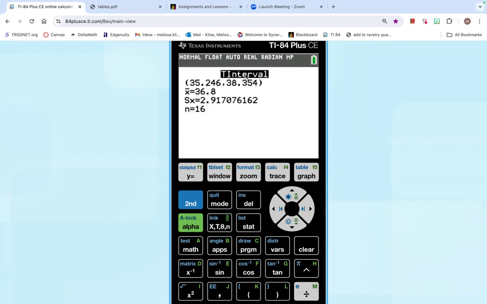Bam. It doesn't give us a t value because it doesn't need to. It just gives us our confidence interval. So our confidence interval goes from 35.246 to 38.354. And it gives us our mean and our standard deviation.